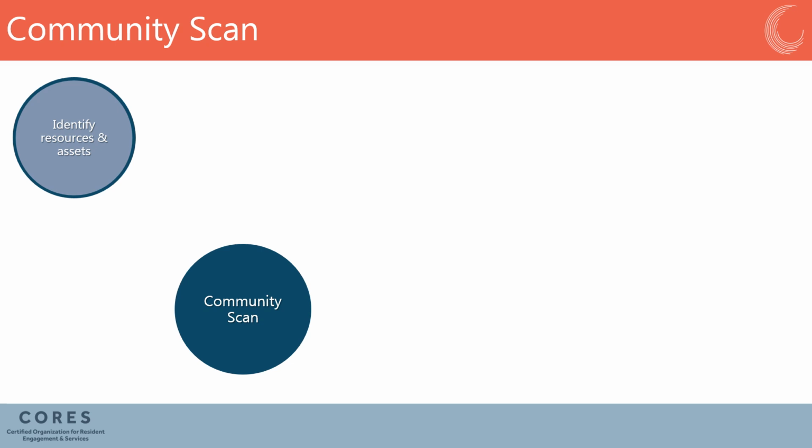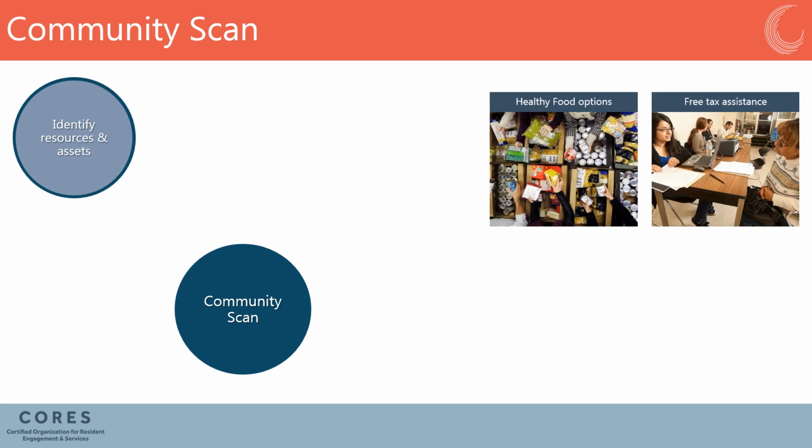The scan might include an analysis for options for affordable, healthy food like food banks or a congregate meal program, or perhaps a local branch of the United Way provides free tax assistance every year. This could be included in your community scan. However, we would like to see more than just a community directory.